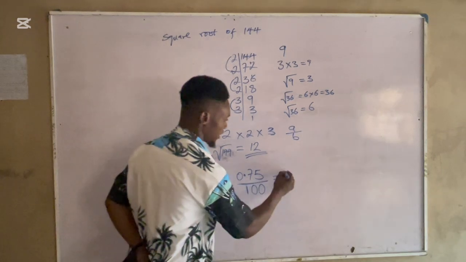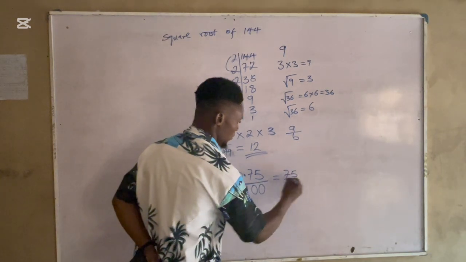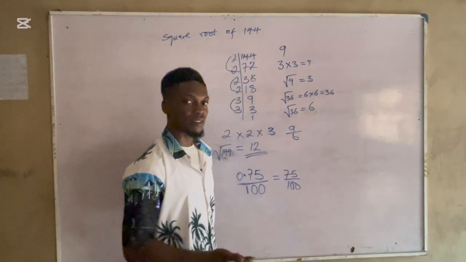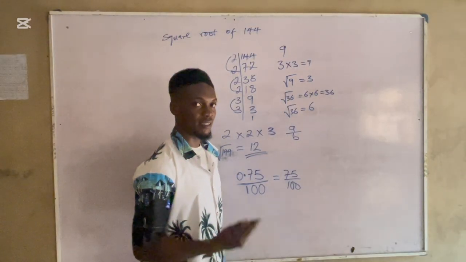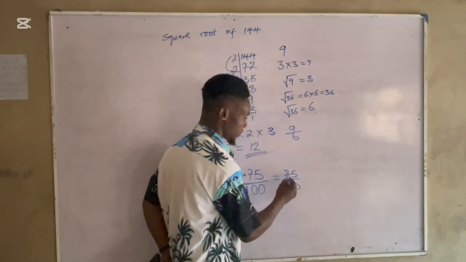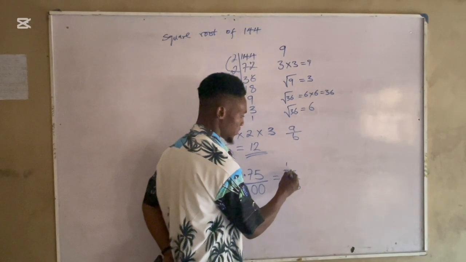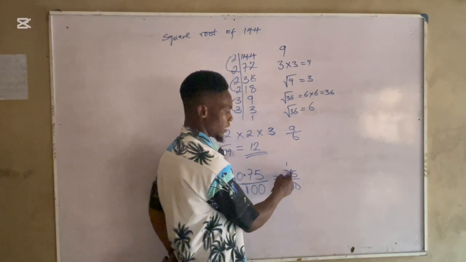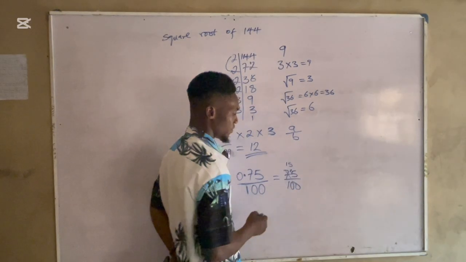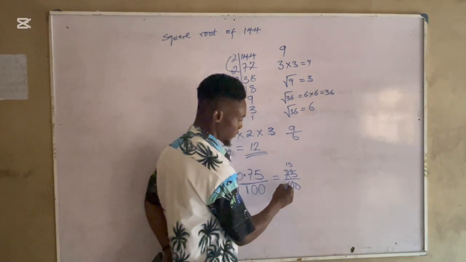So what we'll be having here now is 75 over 100. Looking at 75 over 100, something can divide, being 5. Let's divide with 5. 5 into 7 will give us 1, remainder 2. Here it becomes 25. 5 into 25 is 5. Then 5 can go here.